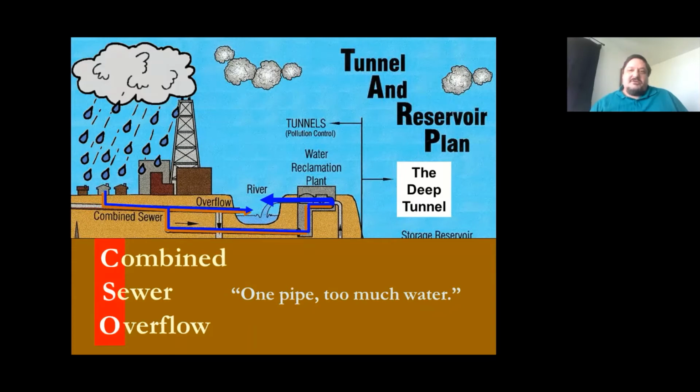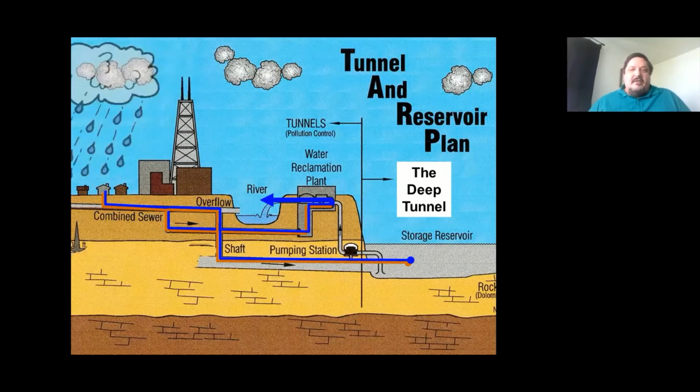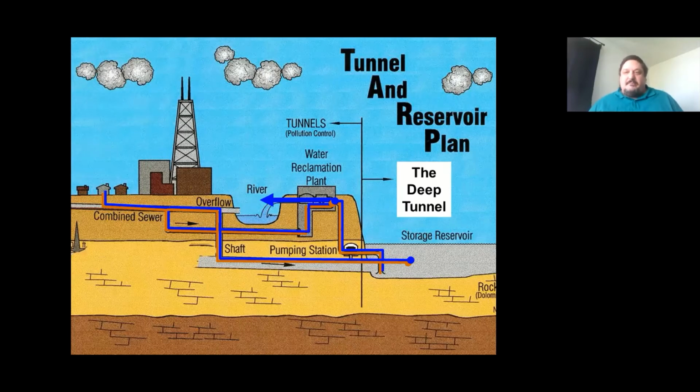Now, the tunnel and reservoir plan, which has been built since 1975 by the Metropolitan Water Reclamation District, is designed to take that overflow, back it up, and put it into underground pipes. There are 109 miles of pipes underneath Chicago, and we have many storage reservoirs. I believe it's up to, we have 2 or 3 right now. And that stores the water until the rain goes away. And then they can pump the sewage water up to be treated at the water reclamation plant on their own timetable.